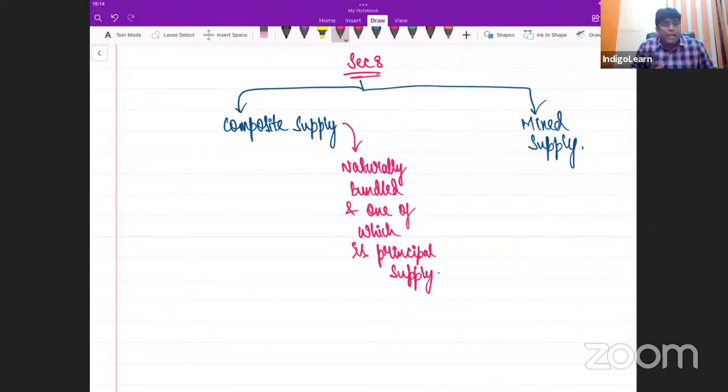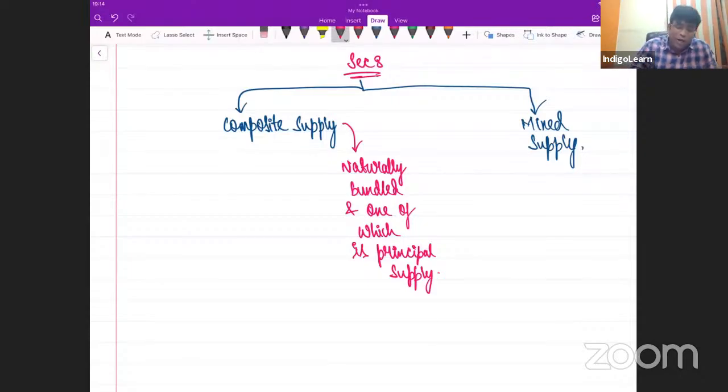Principal supply. For example, when we buy a TV, we get a remote. Or when we buy some particular product, we get a warranty. Or for more example, when we go to a hotel for a night stay, for accommodation, in the morning they provide a complimentary breakfast. So we actually went for what? Accommodation. But we also got a complimentary breakfast. So it's what, my dear friends? Naturally bundled. And one of which is what? Principal supply. Principal supply is something like a main supply.